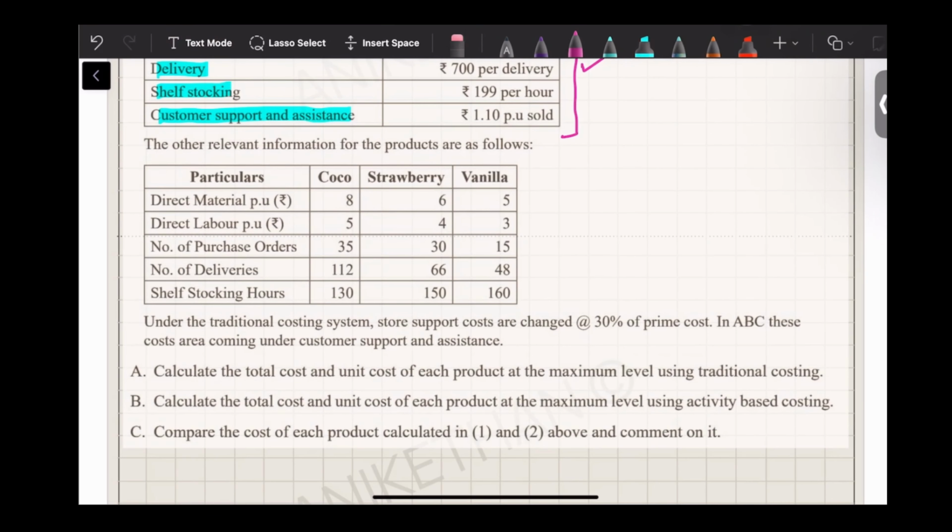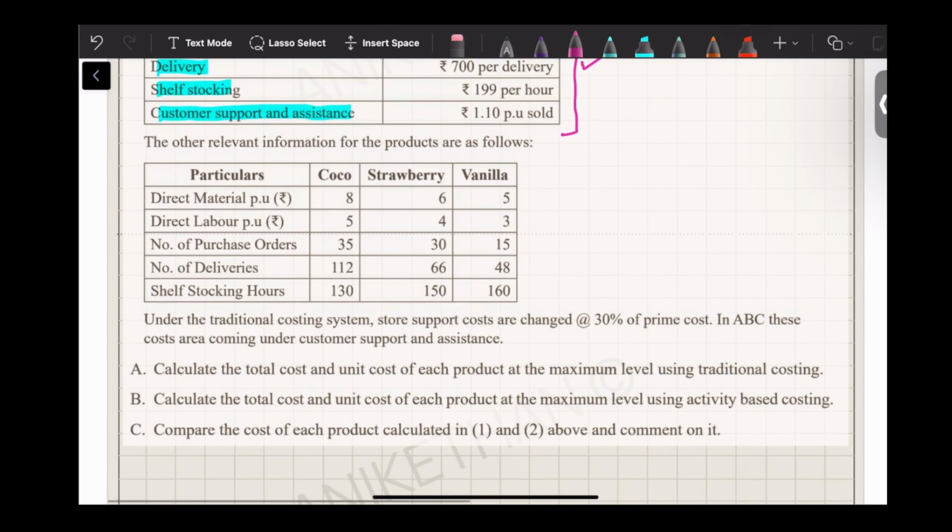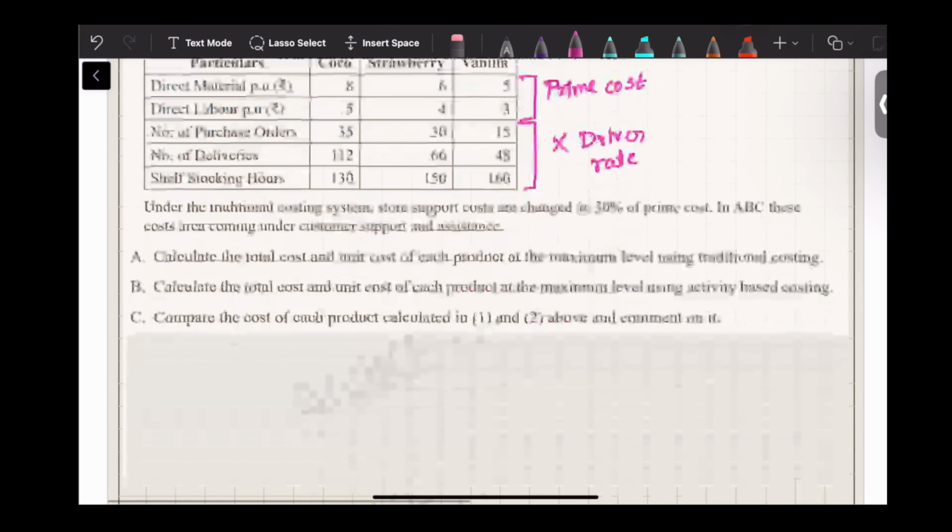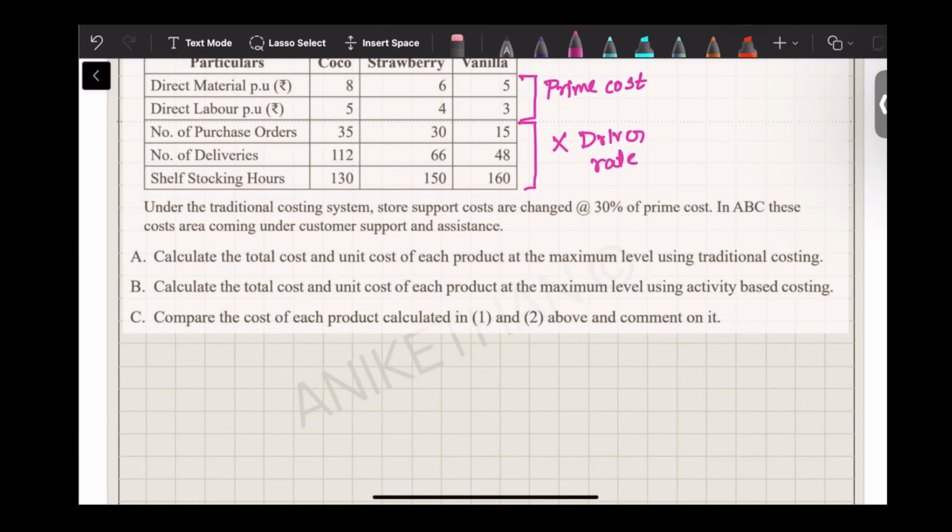So it's already given. Then in the bottom table you have direct material and labor, which is prime cost. Then you have number of purchase orders, deliveries, shelf stocking hours. What are these last 3 lines? These are the activity usage by the products. So you have purchase order, deliveries and shelf stock. So driver rates are there. You have to multiply with this activity. You will get your total activity cost.